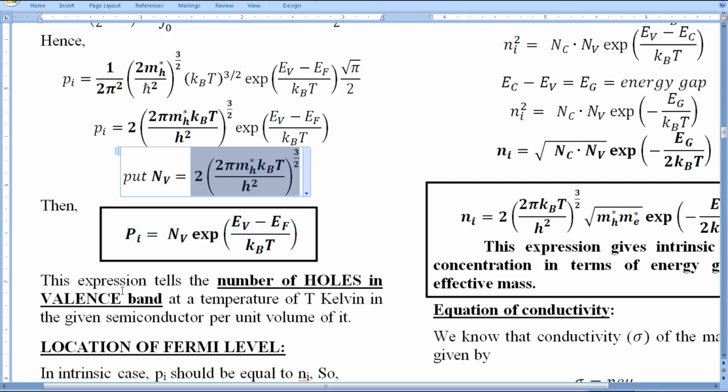So for simplicity, we write this as Pi, that is the intrinsic hole concentration. The number of holes inside the valence band of an intrinsic semiconductor is Nv times the exponential of (EV minus EF) by kBT. So we derived the electron concentration in the earlier video, and we have derived the hole concentration in this video.